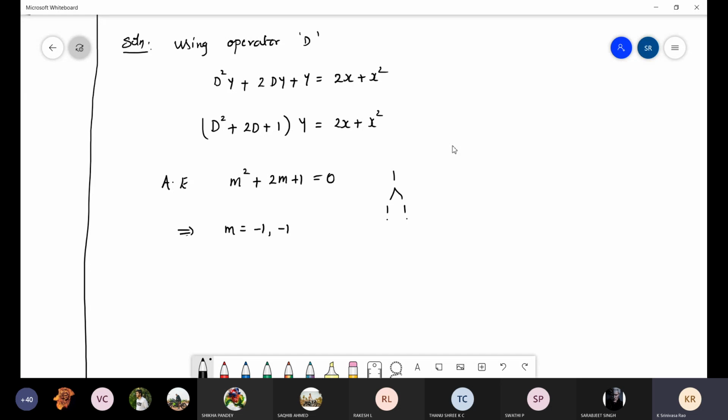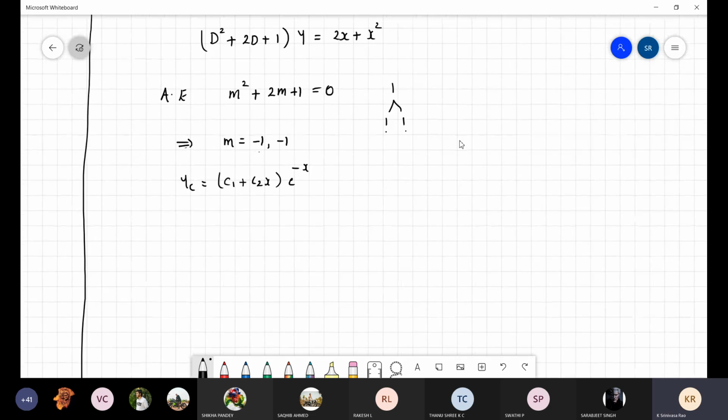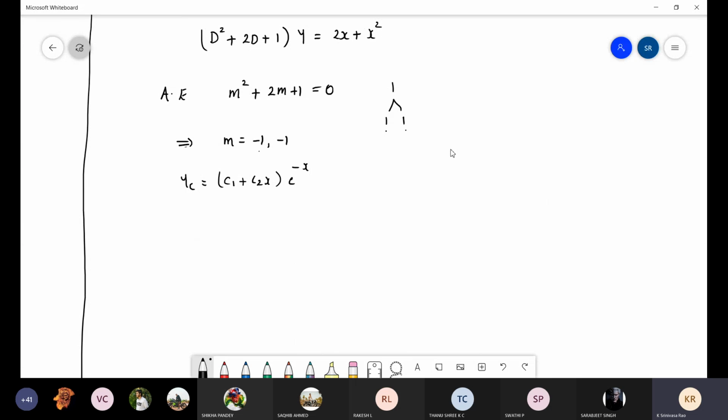Roots cannot be wrong. Then yc equals... what type of roots are these? Roots are real and equal. Case 2: so (C1 plus C2x) whole multiplied by e power minus x. This is the first part. Now yp. Consider yp equals 2x plus x square divided by d square plus 2d plus 1.